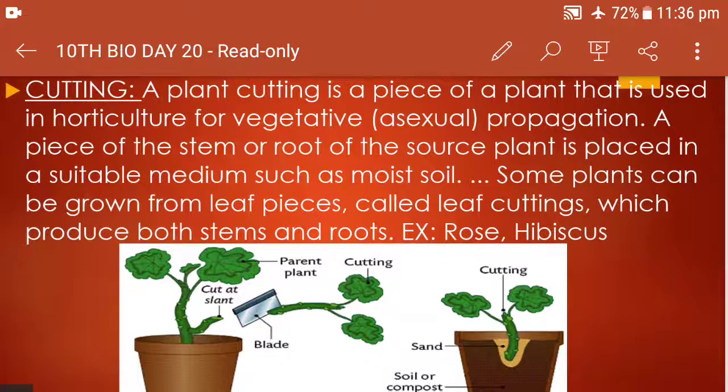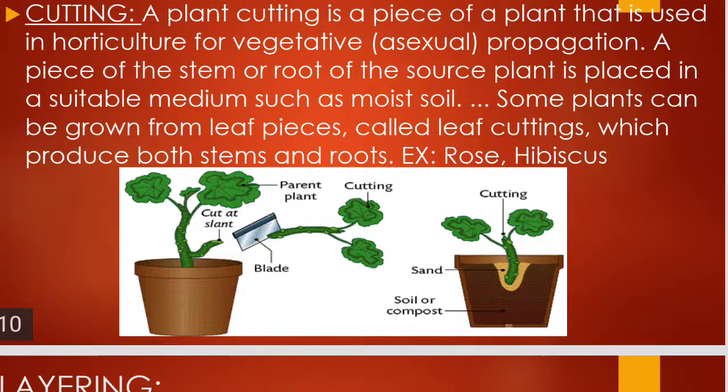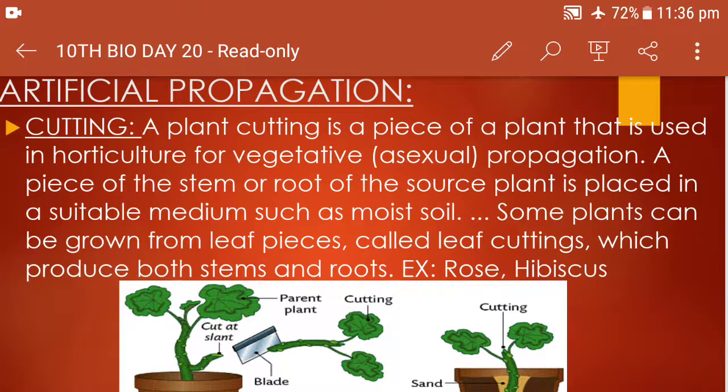How is cutting in a plant done to carry out the artificial propagation? A plant cutting is a piece of plant that is used in horticulture for vegetative asexual propagation. A piece of the stem or a root of the source plant is placed in a suitable medium such as moist soil. Some plants can be grown from leaf pieces called leaf cuttings, which produce both stem and roots. Now the examples of the cutting are rose and hibiscus.